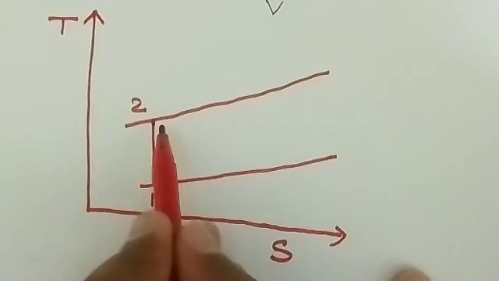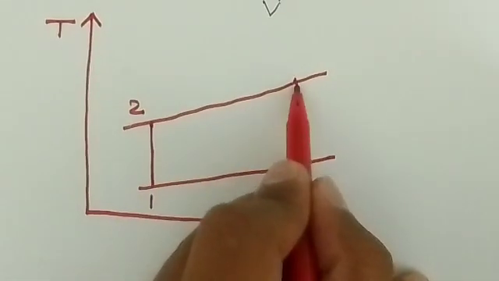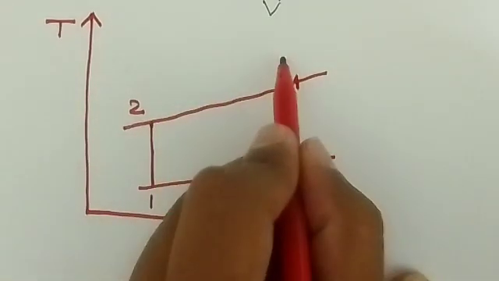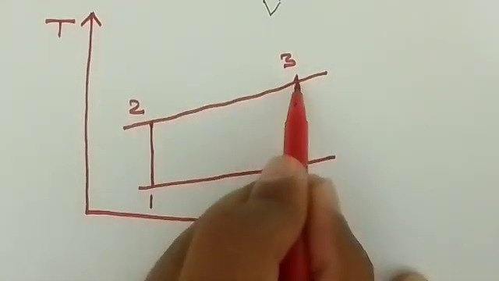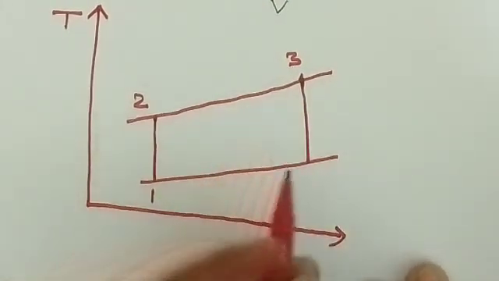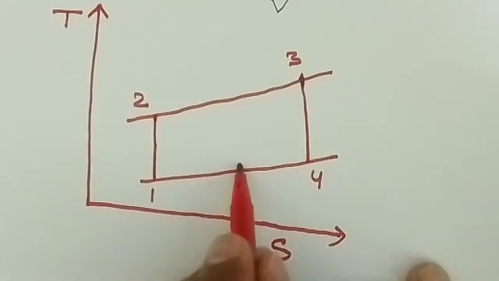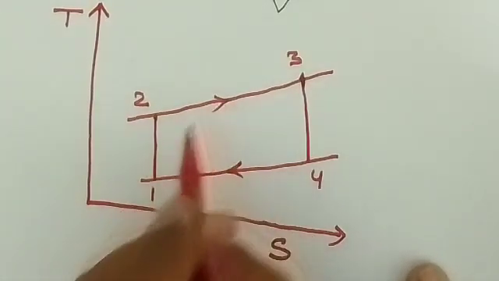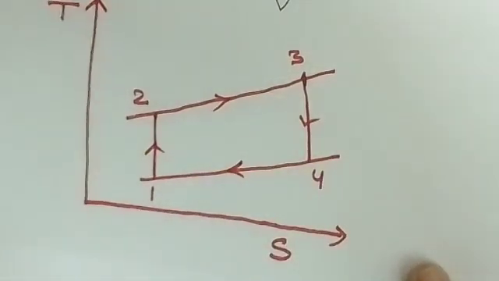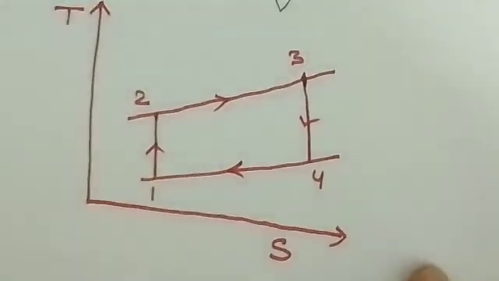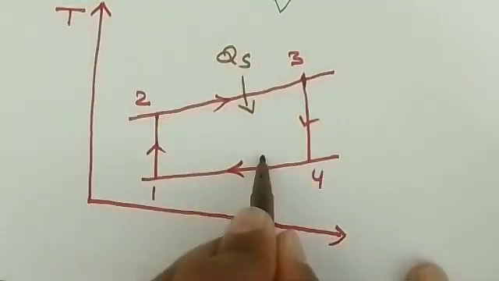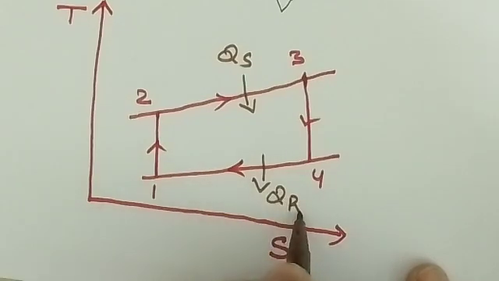Again, you have 2 to 3, at constant volume heat will be supplied, right? So heat will be supplied from 2 to 3, that is constant volume, and after supplying the heat we have to expand this adiabatically, 3 to 4 reversible adiabatic, and 4 to 1, that is heat rejected. So you can show this is your heat supplied, that is QS, and this is the heat rejected, which is QR, right?